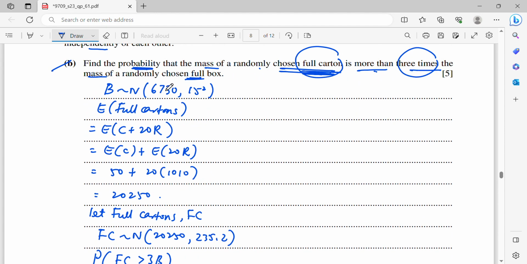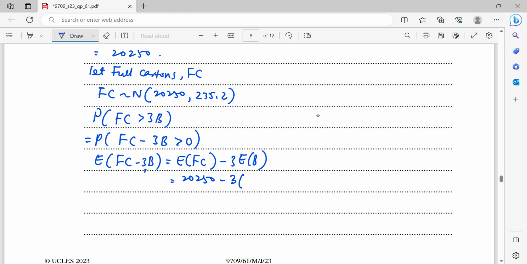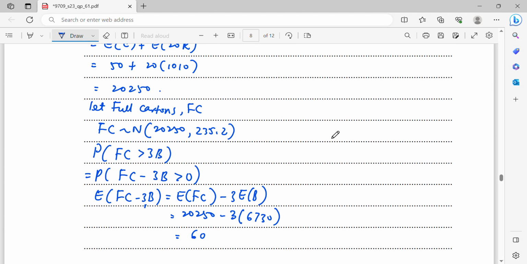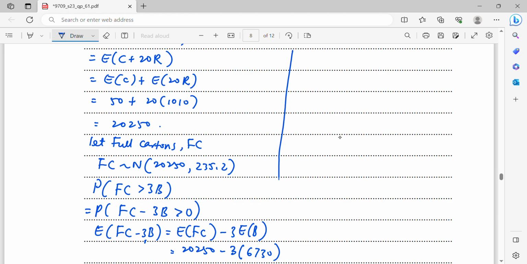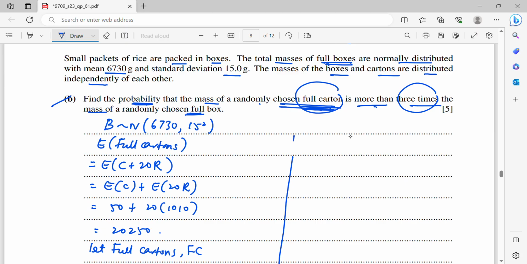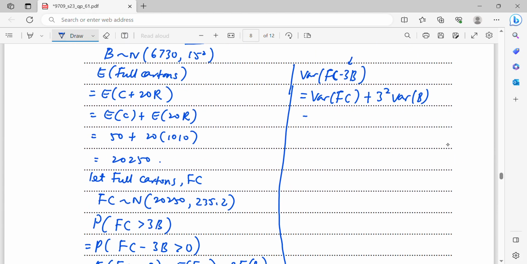The E(B), B is 6730. 6730. Then you will get 60. Alright. So now I'll continue here. So now my variance, FC minus 3B. Then this is variance FC plus 3 squared variance B. Because this 3 is a times, right? So it will be 3 squared.